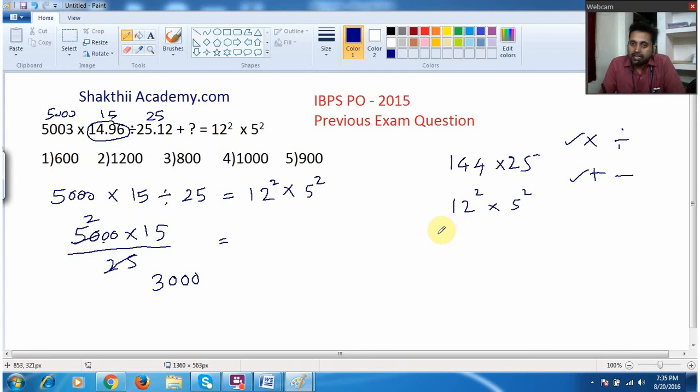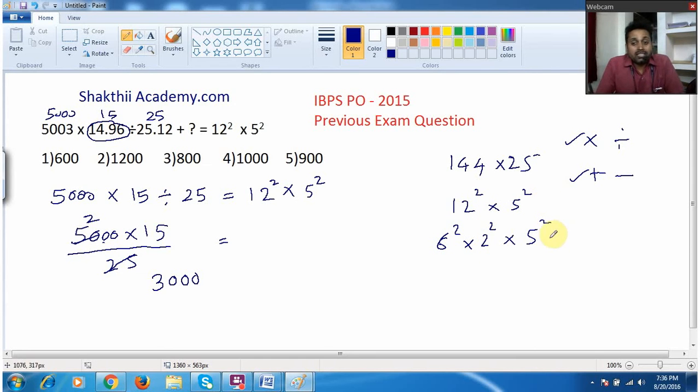See, 12 square I can write as 6 square into 2 square. Again this 5 square as it is. You know very well 2 into 5 is nothing but 10. So 2 square into 5 square is nothing but 10 square. That's it. So here 12 square into 5 square, this 12 square I am splitting as 6 square into 2 square.